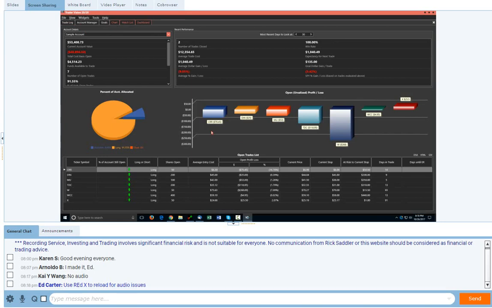This is what the dashboard looks like, and it tells you, based on whichever account you're looking at, what the current account value is, how much of your account you have in open trades, and what your available to trade funds are. It gives you some information about your open trades and the percent of the account in trades that are long or short, and so forth.